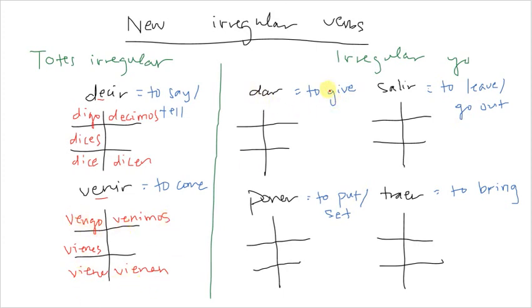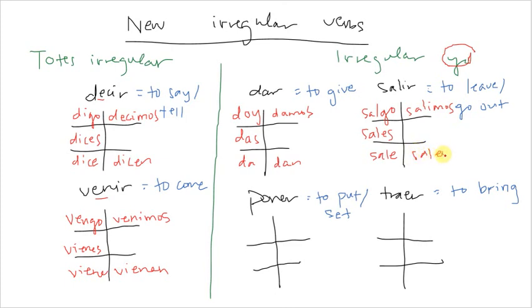Okay, dar, to give. These four verbs are irregular just in the yo form. The other forms are not going to be irregular. So, yo is going to be doy, I give. Das, you give. Da, he, she, or you formal gives. Damos, we give. Dan, ellos, ellas, ustedes, or they give, or you all give. Okay, salir, again, is only going to be irregular in the yo form, which is going to be salgo, so it goes to G, kind of like tener. And then tú sales, él, ella, usted, sale, nosotros salimos, because it's an IR verb. And then ellos, ellas, ustedes, salen.